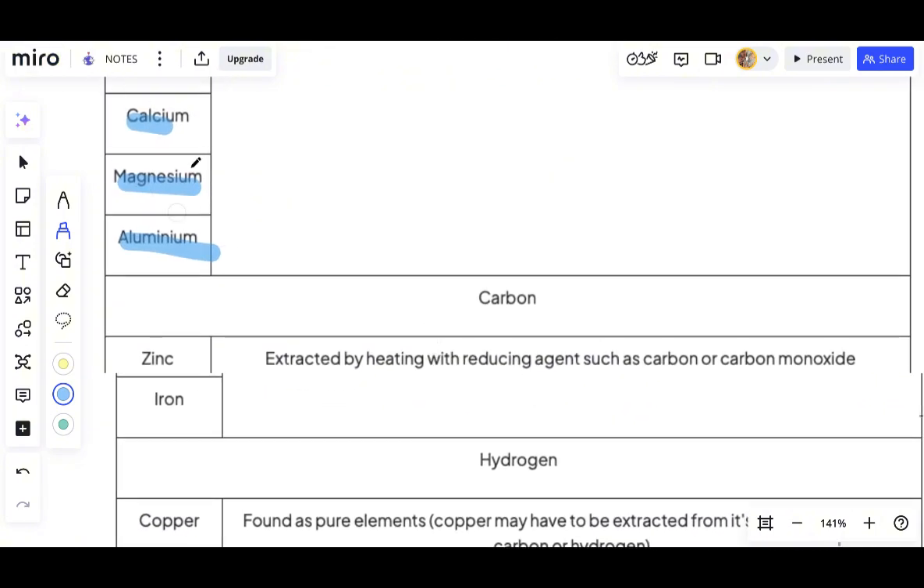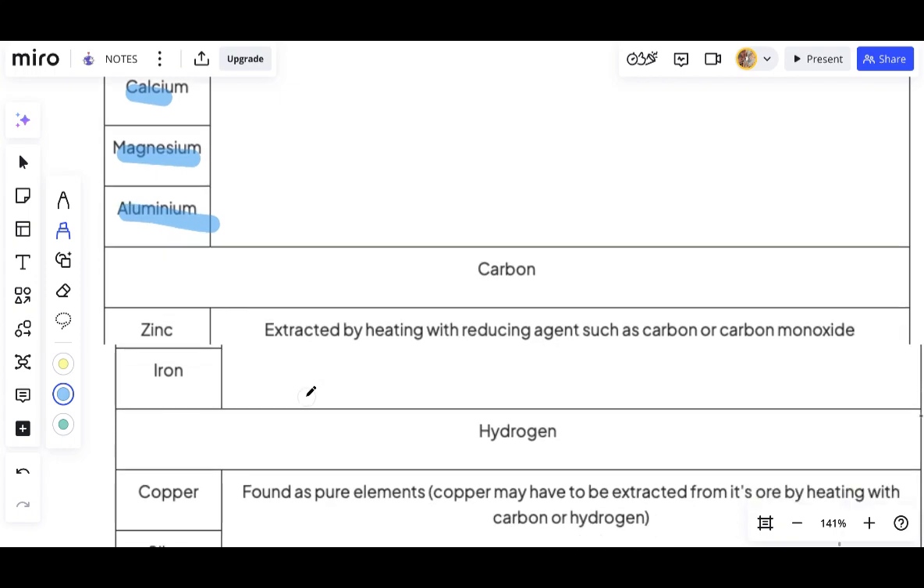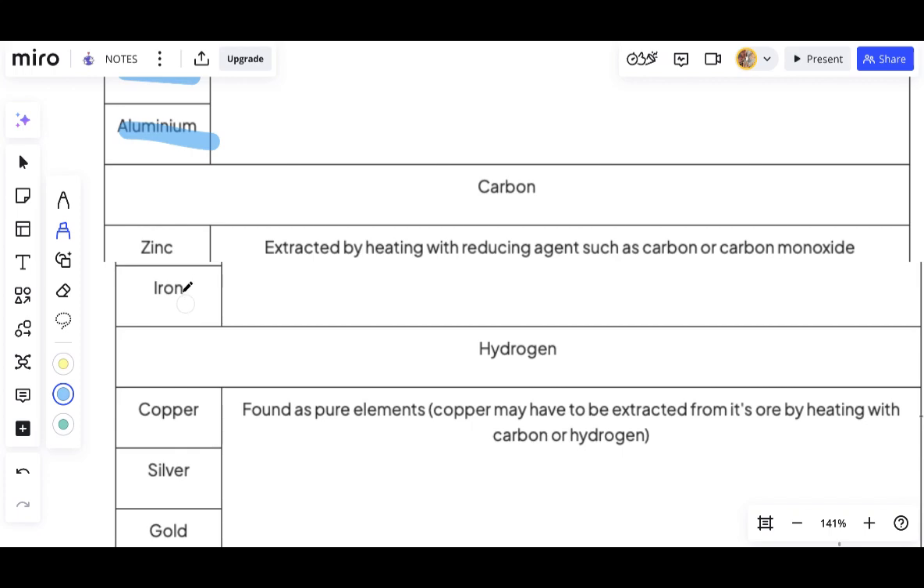You know, after these in the reactivity series, there comes carbon. Now, the metals zinc and iron are extracted by heating with reducing agents such as carbon or carbon monoxide. So it's a reduction reaction with carbon. When you want to extract zinc or iron, you have to do a reduction with carbon. It's a reduction reaction with carbon or carbon monoxide, which helps extract any of these from their ore.